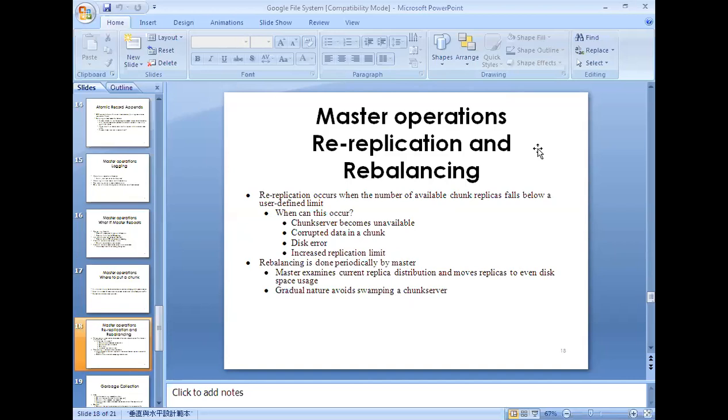When will the situation occur for re-replication and rebalancing? Okay, so you just observe the first point. Re-replication occurs when the number of available chunk replicas falls below a user defined limit. Say for example, if you have defined the replica size as 5, assume that the number of replicas to be maintained is 5. By default it is 3. For your convenience, for your requirement, you made it as 5.